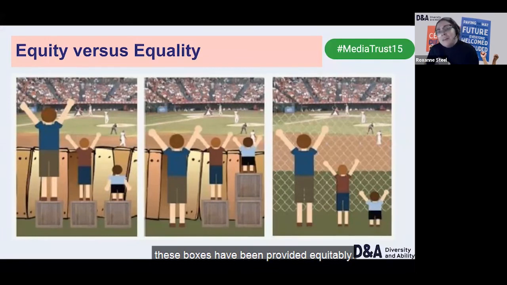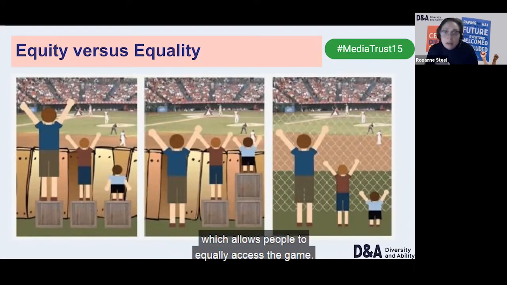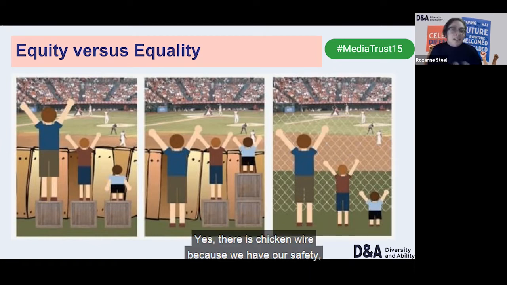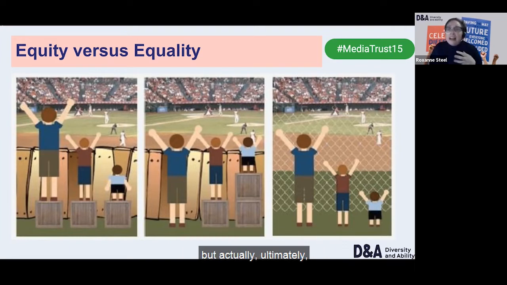So if we move on to the second one, these boxes have been provided equitably. So they've been given as needed, which allows people to equally access the game. And if we move on to the third slide, those systematic barriers to that fence have been removed. Yes, there is chicken wire because we have health and safety, but actually, ultimately, those systematic barriers have been removed.